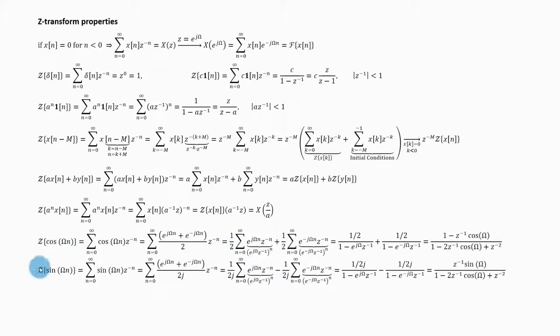The z transform of a sine is derived in pretty much the same way, and you will get that it is this expression. Okay, so these are all the z transform properties we need right now. As with the Laplace transform, you need to learn this except for the z transform of sine and cosine, which I will show you how to avoid.